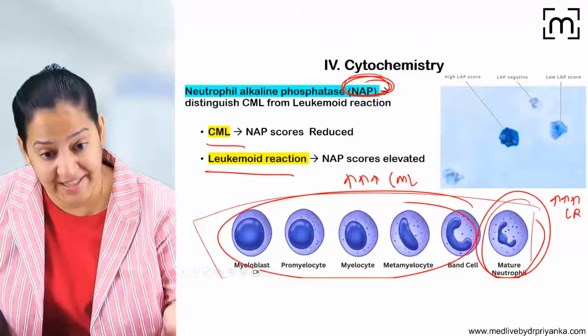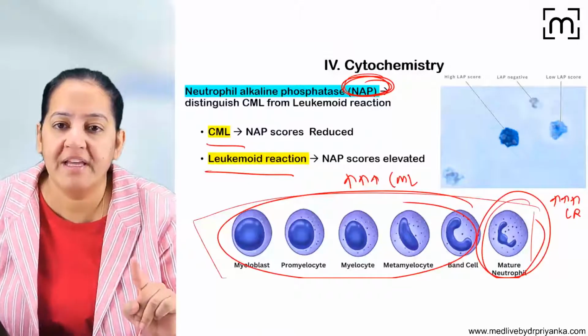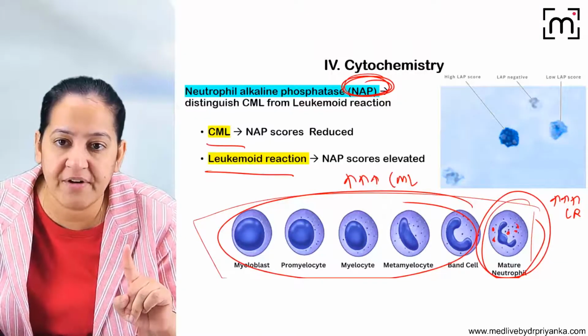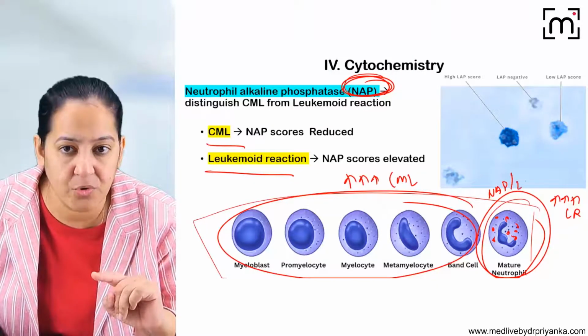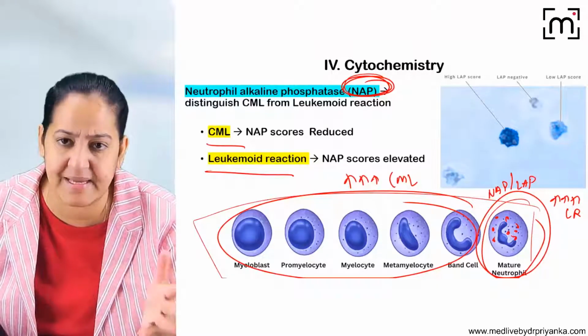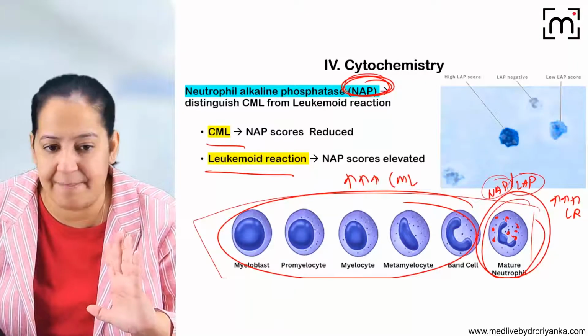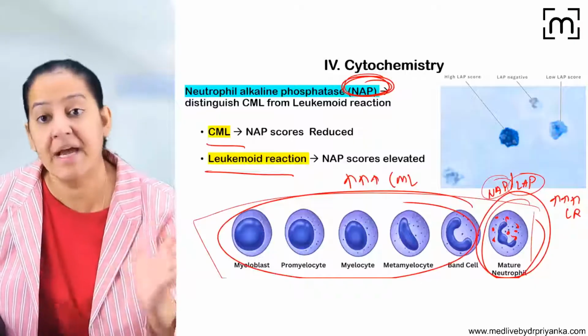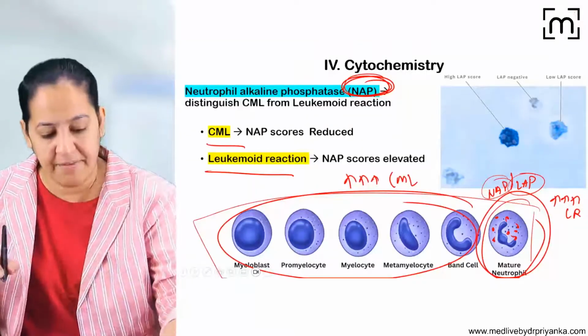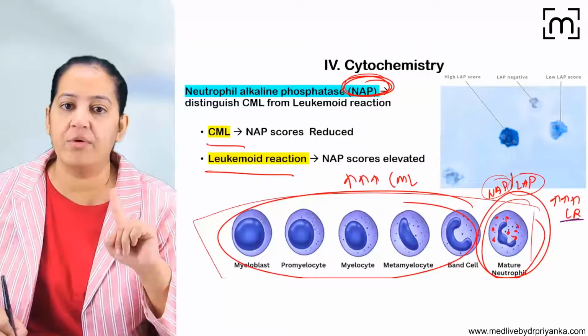Now, in the mature neutrophil, in the cytoplasm, in the granules, there is a component which is known as neutrophil alkaline phosphatase, or also known as leukocyte alkaline phosphatase. The meaning is the same. Either you say NAP or you say LAP. Neutrophil alkaline phosphatase or leukocyte alkaline phosphatase. It is present in the mature one. So you tell me, where will it rise? In leukemoid reaction or in CML?